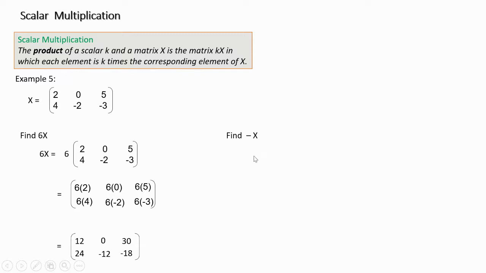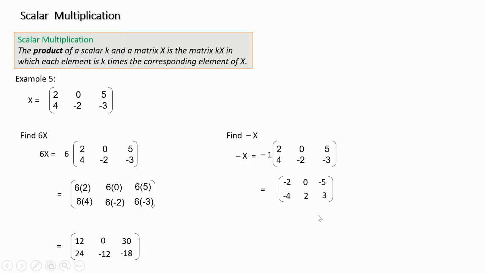Now, find negative x, or negative matrix x. Isn't the negative x the same thing as a negative 1 that's just invisible, but we don't see it? So here, when you have a negative, all you do is switch the signs inside the matrix of each element. Because negative 1 times 2 is negative 2. Negative 1 times 0 will give us 0. Negative 1 times 5 will give us negative 5. Negative 1 times 4, negative 4. Negative 1 times negative 2 is 2. Negative 1 times negative 3 is 3.